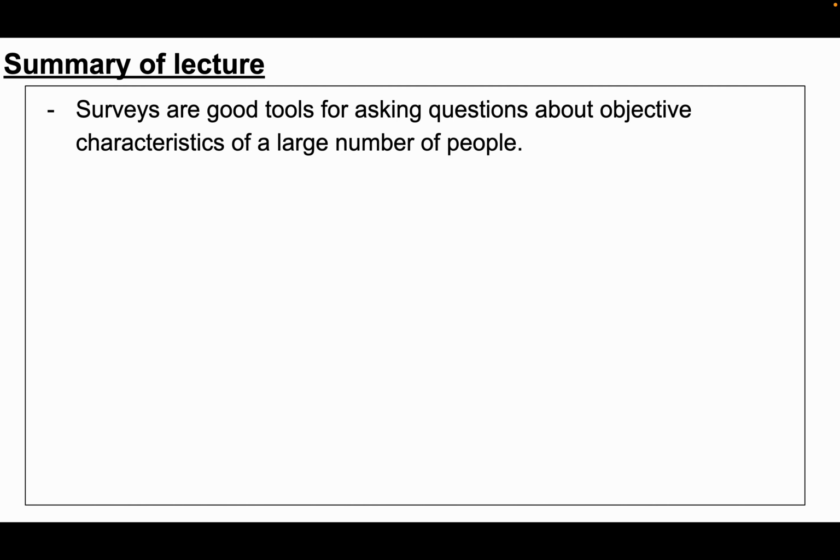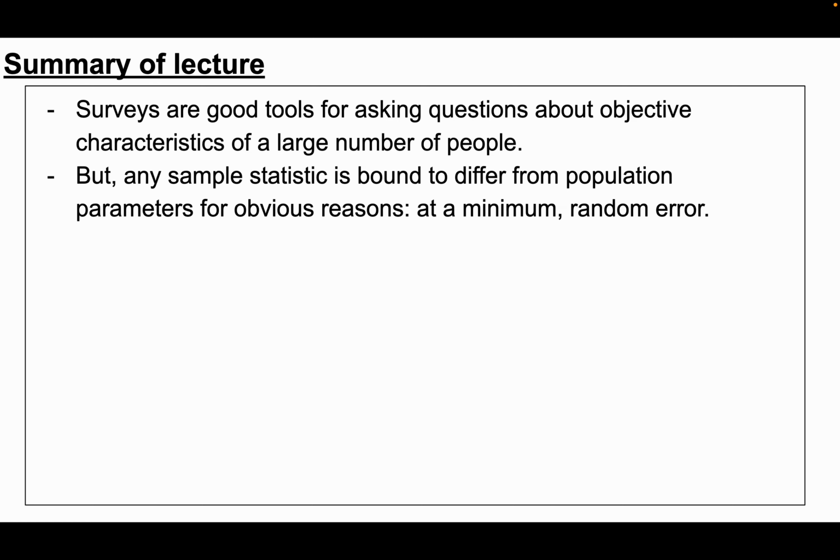So here's a summary of the lecture just in one slide. Surveys are good tools for asking questions about relatively objective characteristics of a large number of people. What's meant by objective will vary depending on your interpretation, but generally speaking, what I mean is characteristics that all of us would agree, or most of us would agree, a certain person possesses or not. So things like someone's age or their income, as opposed to things like someone's state of mind at a particular point, which is known only to them, and oftentimes we don't know our own states of mind especially well.